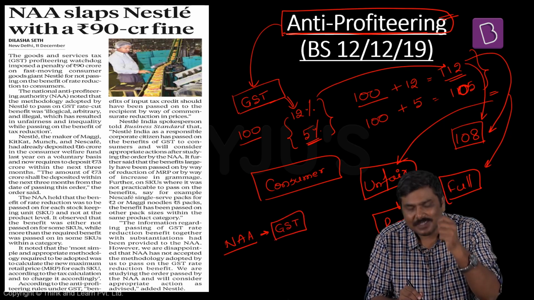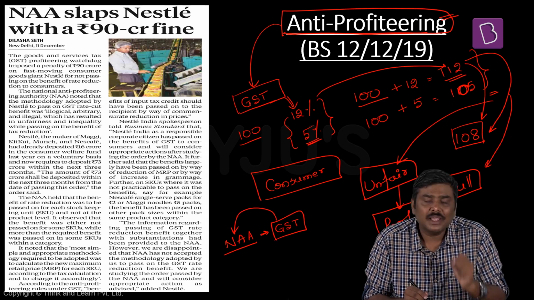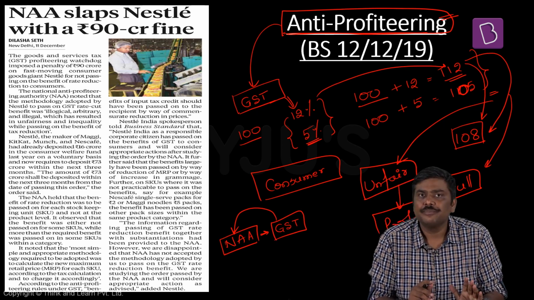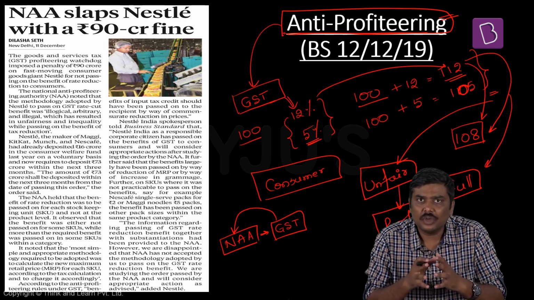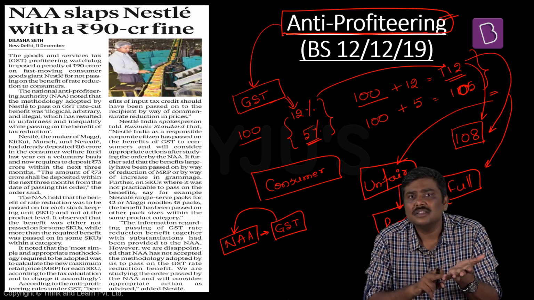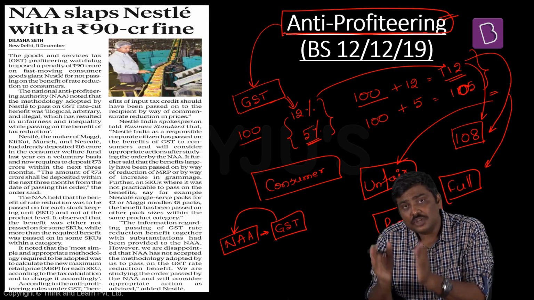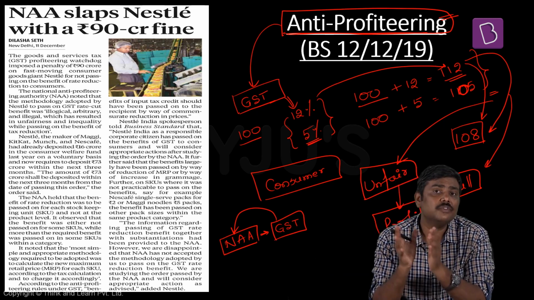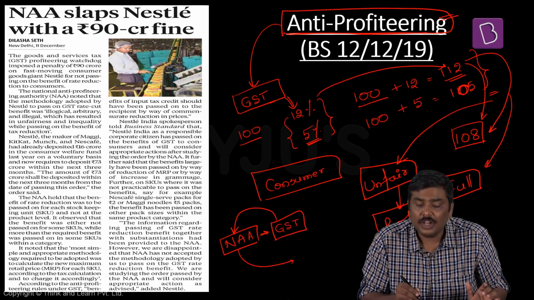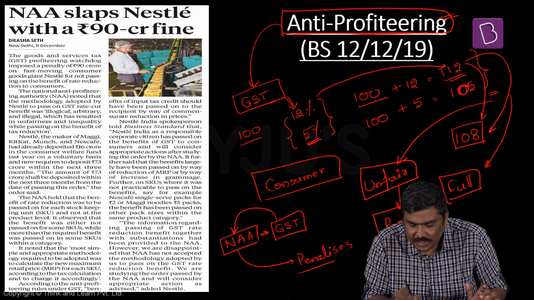Government amended the CGST Act. As per this amended provision, the government has set up an authority, National Anti-Profiteering Authority. And the duty of this authority is to find out if any of the businesses or sellers or manufacturers are not transferring the commensurate benefit or the full benefit of rate reduction to the consumers, then this authority will penalize these particular businesses or sellers in the market.